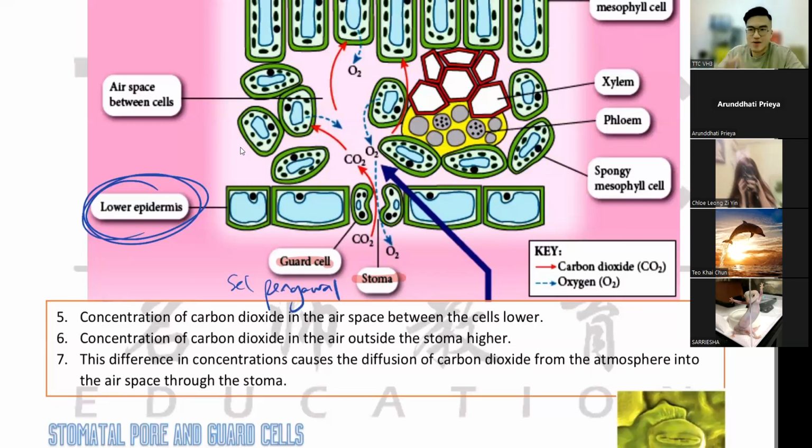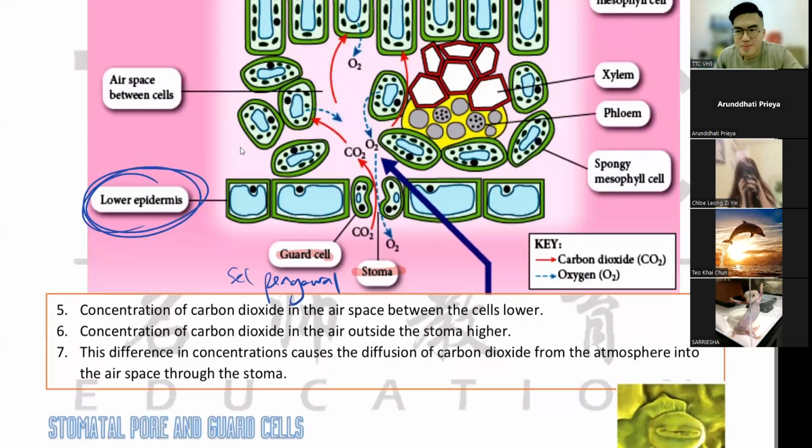Guys, this is very easy to understand. You know your taman, right? If you stay in a condo or a terrace house, nobody can simply enter your housing area. There's an opening, and beside the opening, there's a guard house. So beside this opening, there is the guard cell. Opening, guard house. Stoma, guard cell. Same thing.